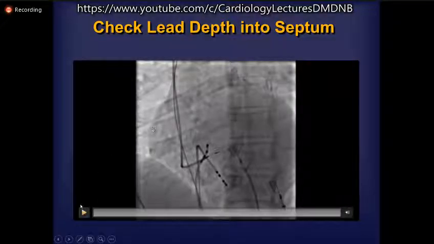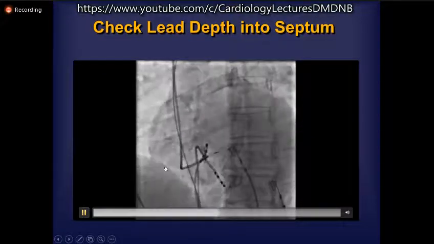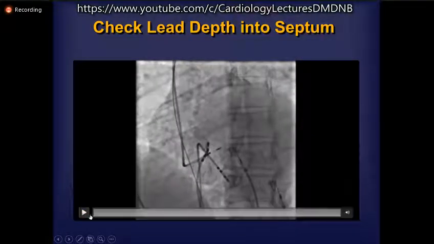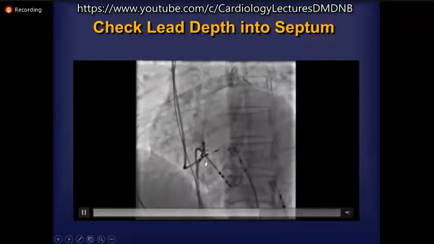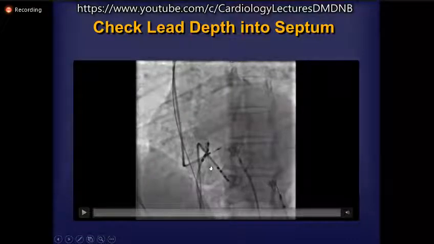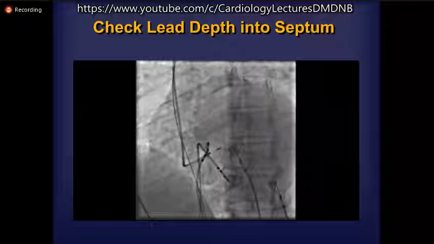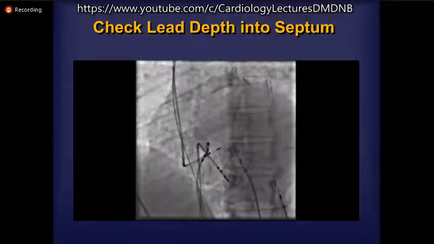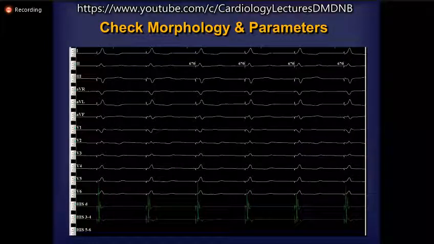We can also check the lead depth into the septum by giving a little bit of contrast injection. You can see the contrast injection here, outlining the septum, showing how deep you have penetrated. So you need to know the measurements of the lead here, as well as you need to have looked at the echo pre-procedure to know the thickness of the IVS, so that you know how deep you can safely go. If you don't go deep enough, you will not achieve true left bundle branch capture. But on the other hand, if you perforate, then you can't accept that. You have to remove the lead and then go in again.